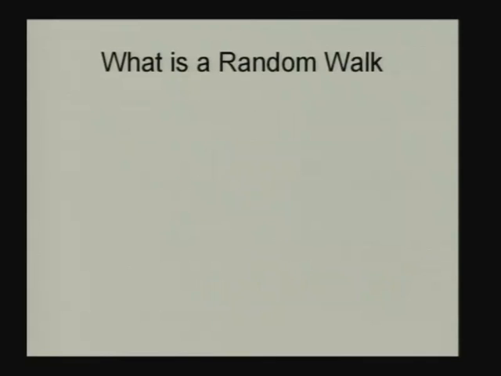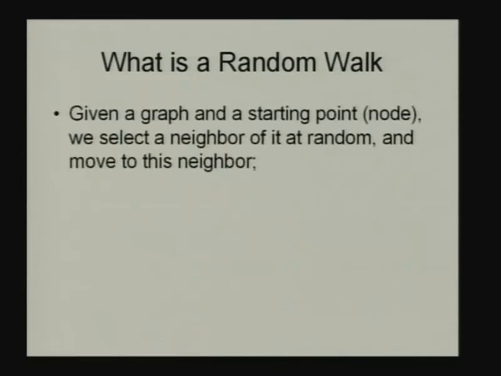So, we start with a very simple definition of a random walk. Given a graph and a starting point, by starting point I mean a node, you have to select a neighbor of it at random and move to this neighbor. If your graph is undirected, you start from any node and you can go to any of its neighbors. If it is a directed graph, then you start at any node, but you only go to a node where there is a forward edge. So, if you are at U and there is an edge from U to V, then you go to V, but if there is an edge from V to U, then you cannot necessarily go to V.